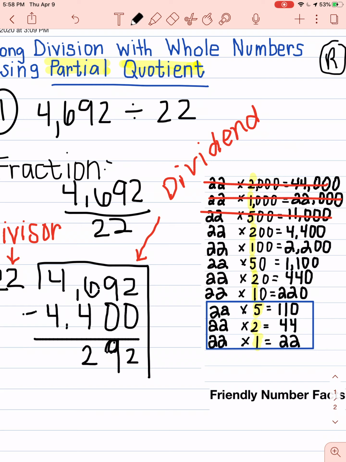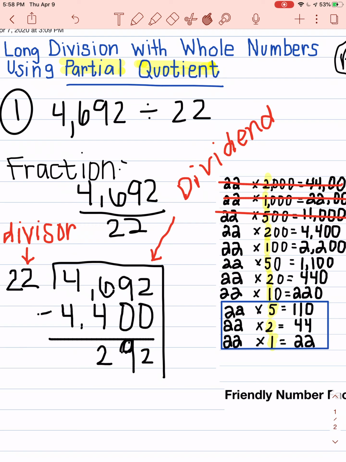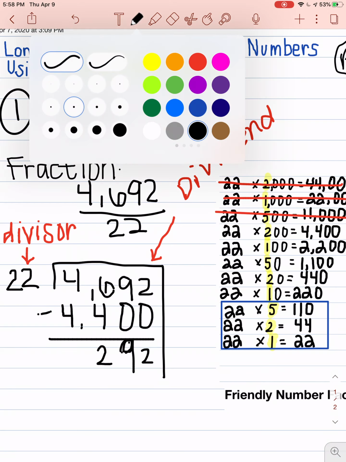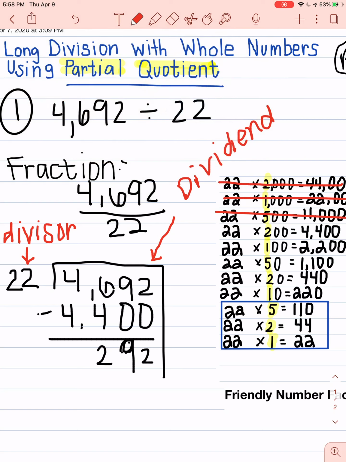Now I'm going to go back to my 4,400. Oh, before I do that, I have to write my numbers on the side too. So 22 times 200. Let me put a different color, or maybe I can just do red since I'm switching from those two. So 22 times 200 equals 4,400 and 4,400. Do you guys see that? 22 times 200 equals 4,400.